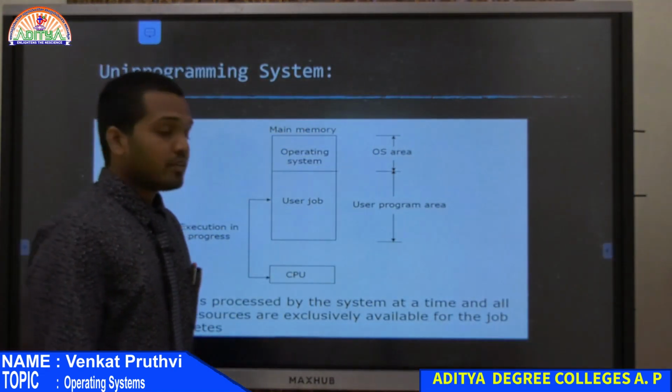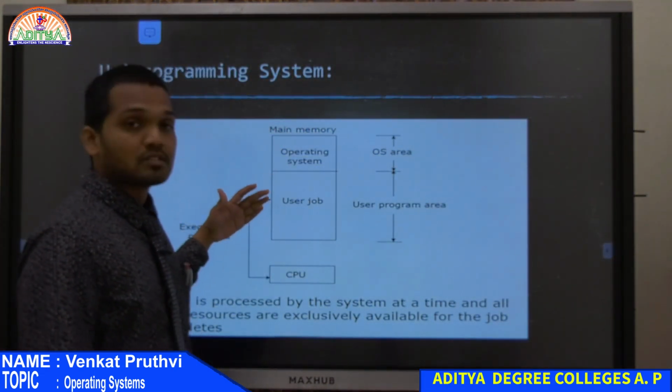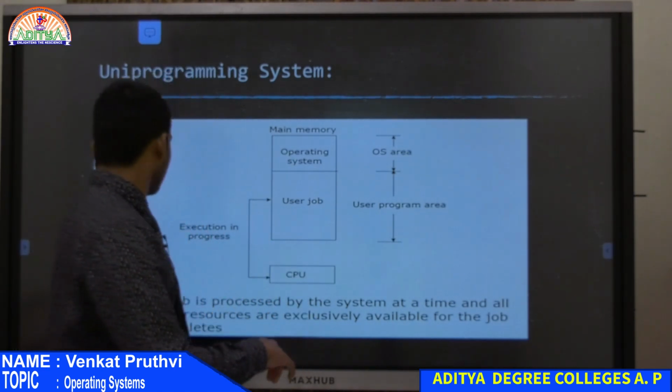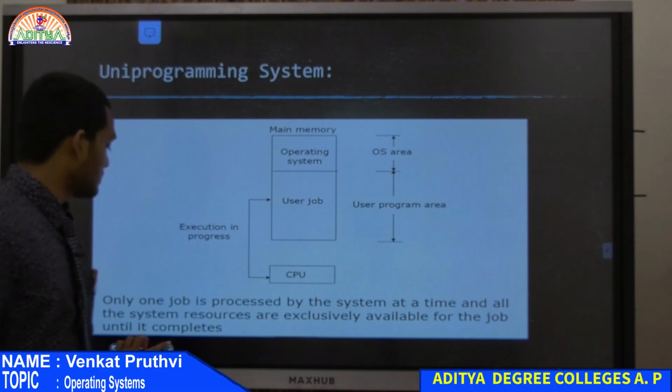In the next class, we will discuss this uniprogramming system concept and we will move on to multiprocessing and multitasking concepts. So, that is all for today's class.